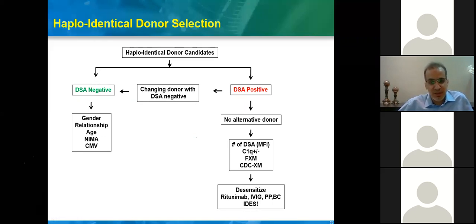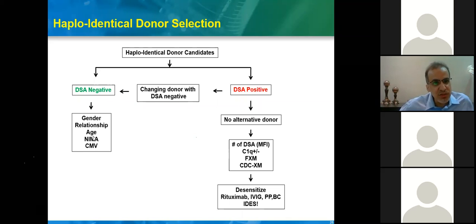as far as I know, it is not widely used. For those patients, other than the HLA, for gender, prefer to use male than female. Relationship, there is also a preference: you use children, then sibling, then father, then the mother. All of this is an observational result where they compared the outcome and found the preferred is children, then sibling, father, and mother is the last.